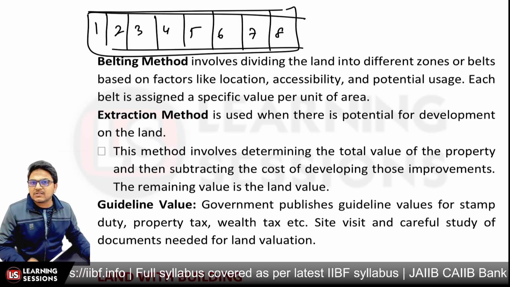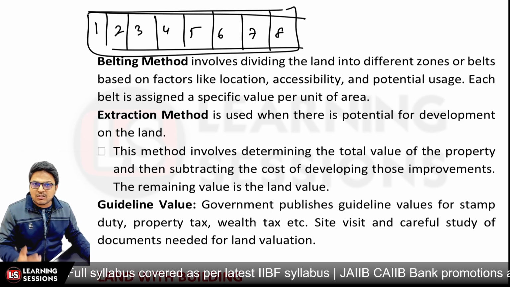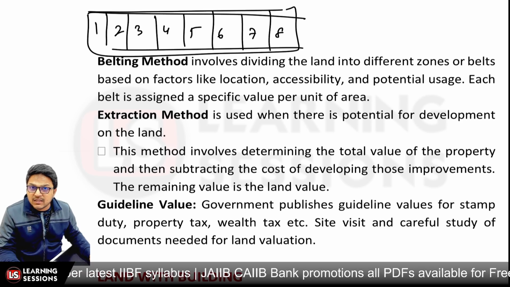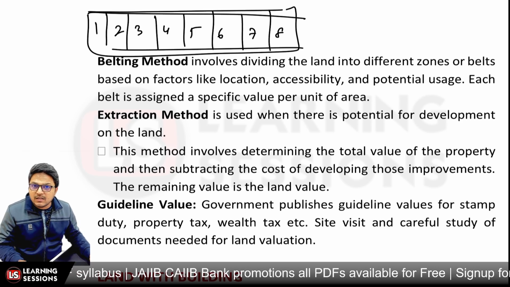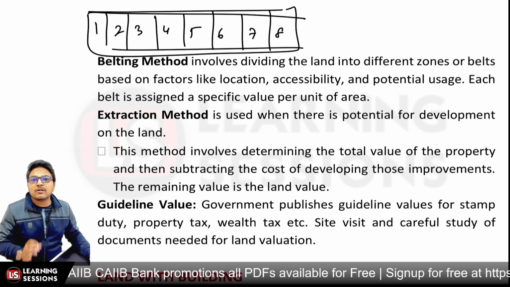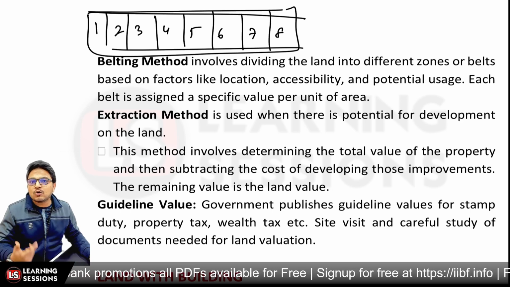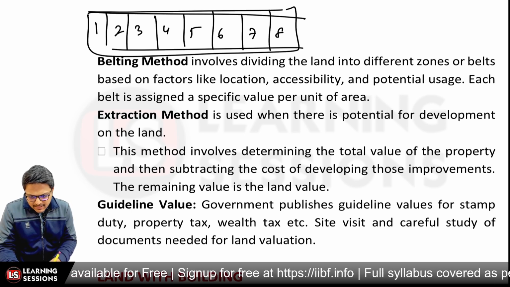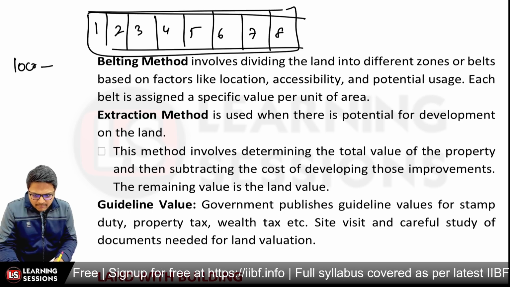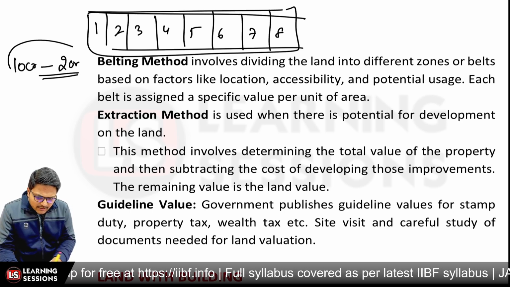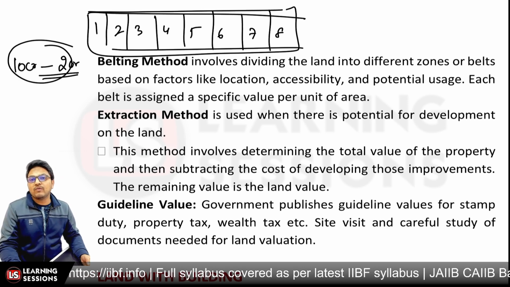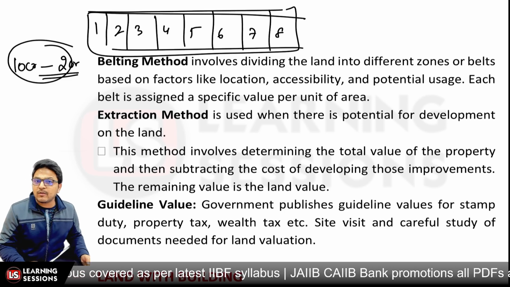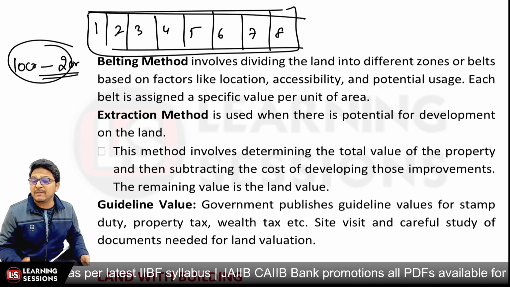And further, the fourth method is the extraction method. The extraction method applies when there is potential for development of the land, so we can extract the land value from the developed property. This method involves determining the total value of the property, then subtracting the cost of development. Let's say the total value of the property after development is 10 crore rupees, and the cost of development was 2 crore rupees. So what will be the value of the land? The value of the land will be equal to 8 crore rupees, right? Whatever amount we have spent on improvement, development, etc., will be subtracted from the final value, and that will be the actual value of that particular piece of land.